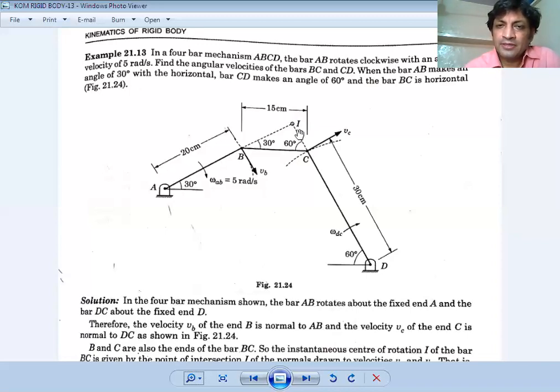So IC will be the distance of the instantaneous center for VC, and IB for VB, the velocity of point B. Now we have to calculate the values of IB and IC. For that, we need geometry and trigonometry. So here we will apply the sine rule.